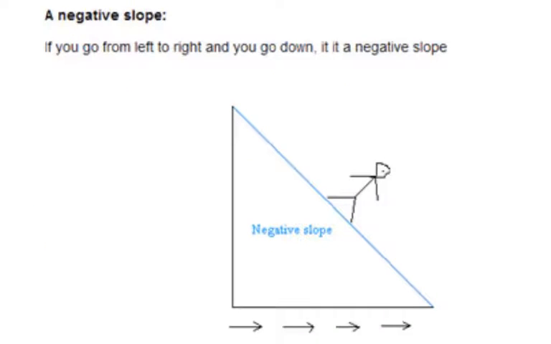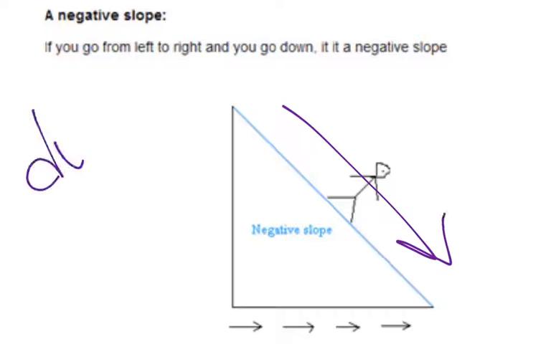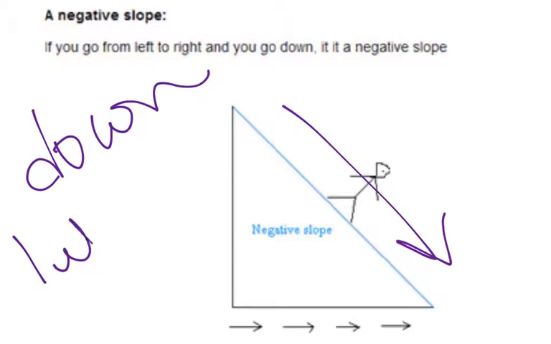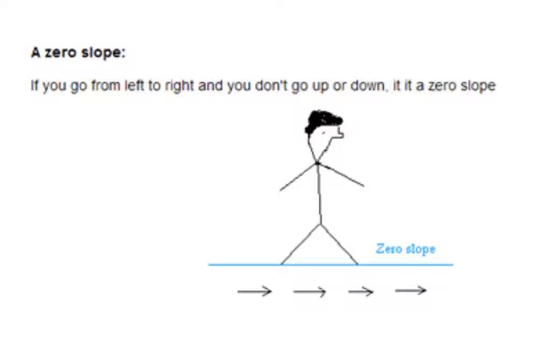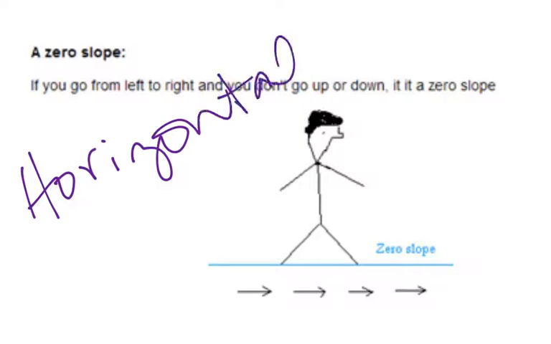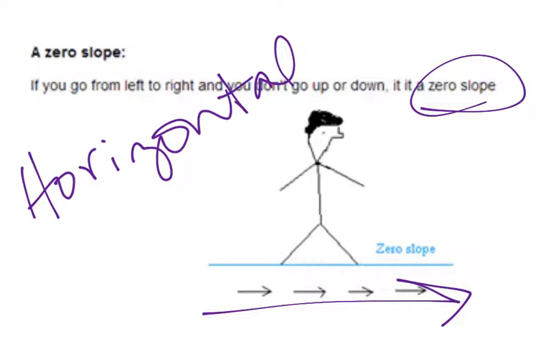If you go down from left to right, it is a negative slope. They're going down, left to right. Negative slope. If you go from left to right and you don't go up or down, in other words, it is horizontal, you have a zero slope. It's horizontal, zero slope. Also called no slope.